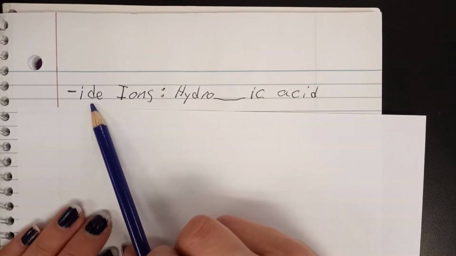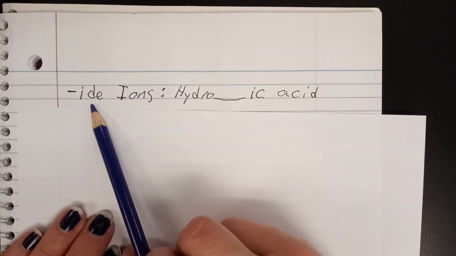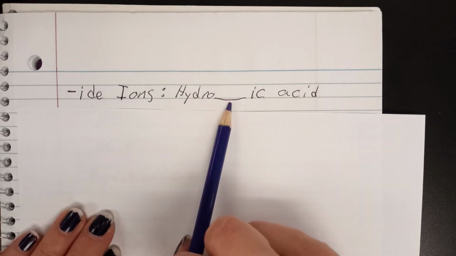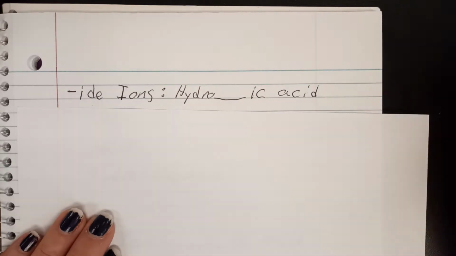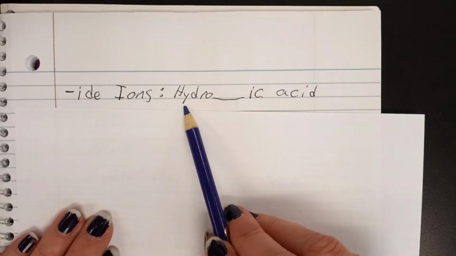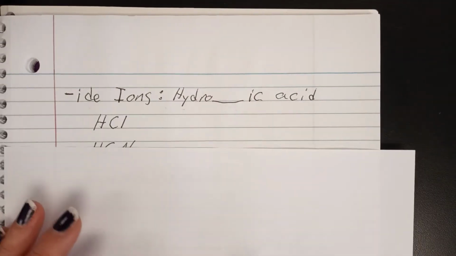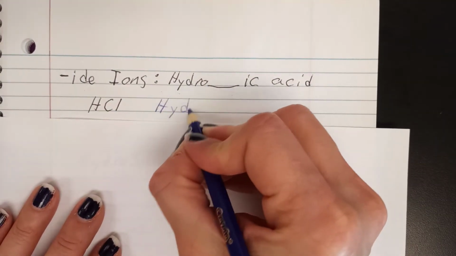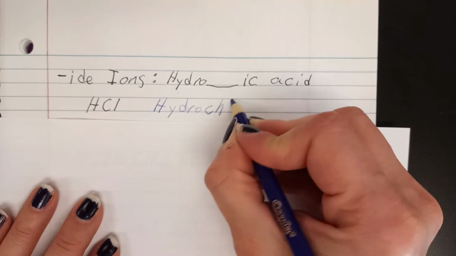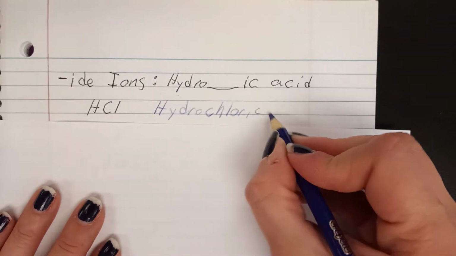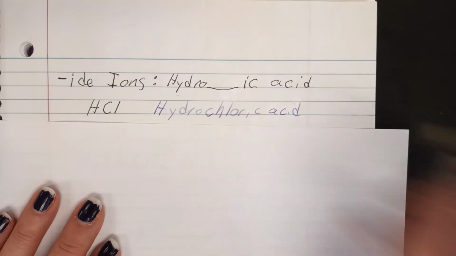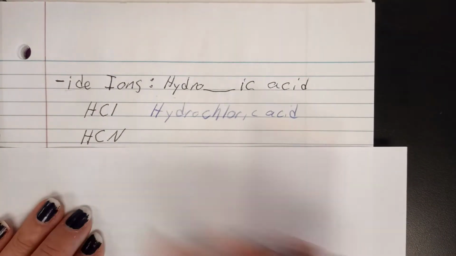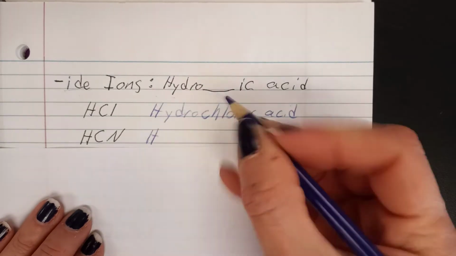So if the anion ends in IDE, like a chloride or a bromide or a sulfide or a nitride, we would write it as hydro-blank-ic acid. All you have to do is decide that you want this form and fill in that blank. So in this one, HCl, we would call it hydrochloric acid. And if it was HCN, that's cyanide, which ends in IDE, we would call it hydrocyanic acid.